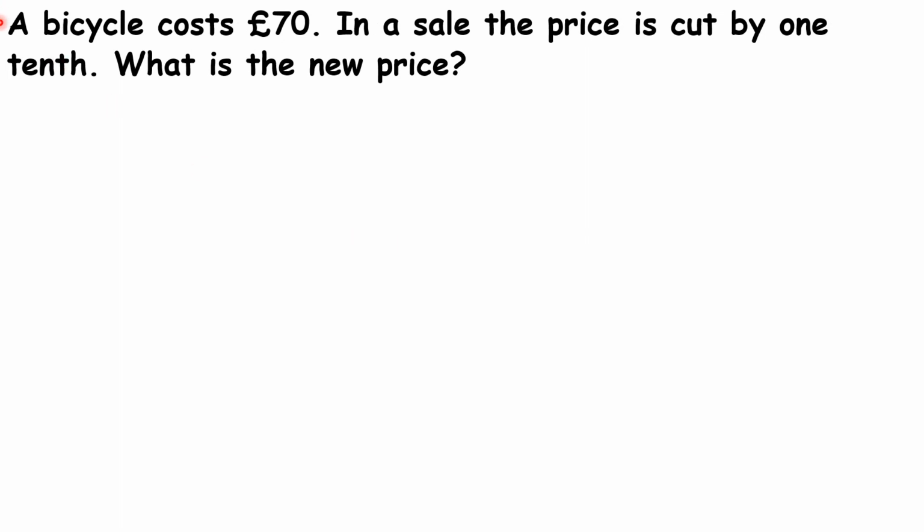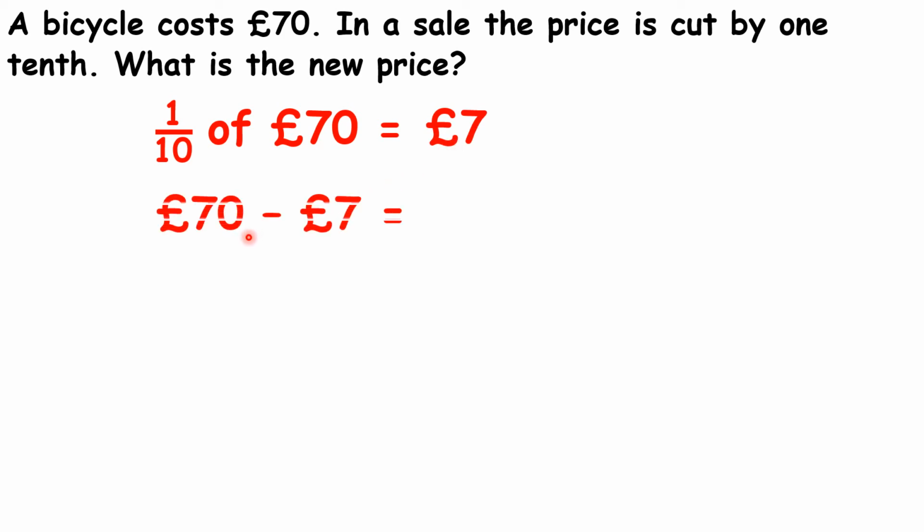A bicycle costs £70. In a sale, the price is cut by 1/10. What is the new price? So we need to find 1/10 of £70. So we work out 70 divided by 10, which is 7. Then if we subtract 7 from the price of the bicycle, we have our new price of £63.